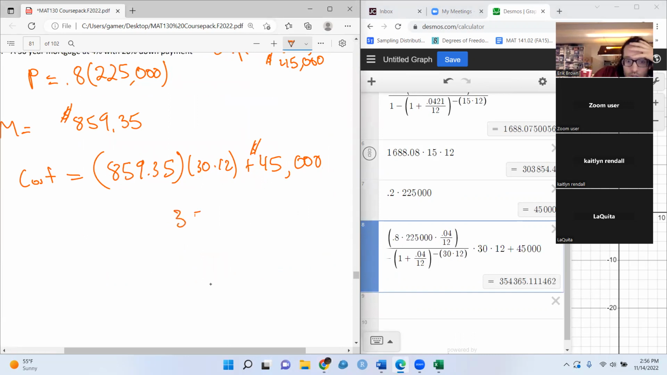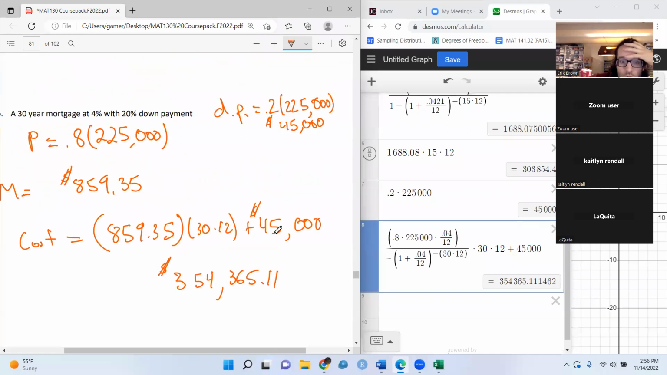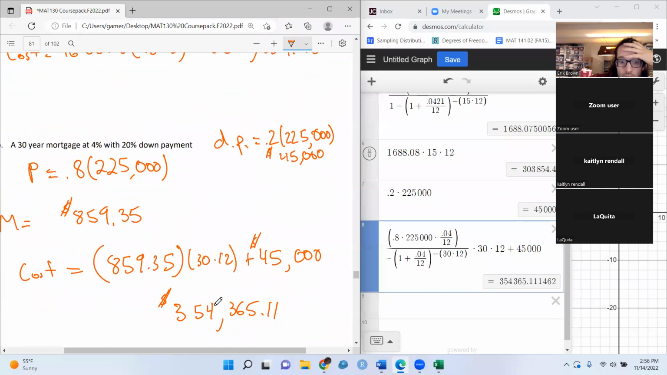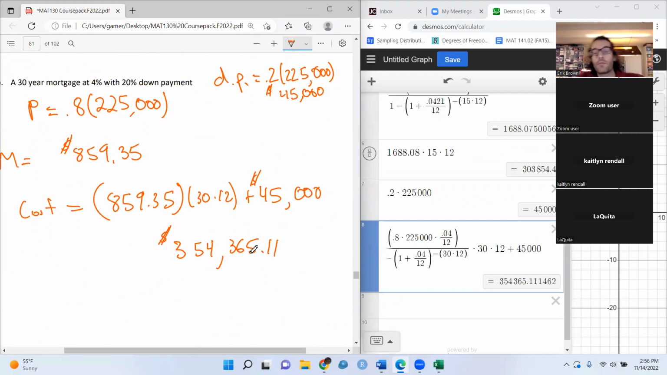All right, so this is $354,365.11. So it is what, 51,000 more over the lifetime of the loan.